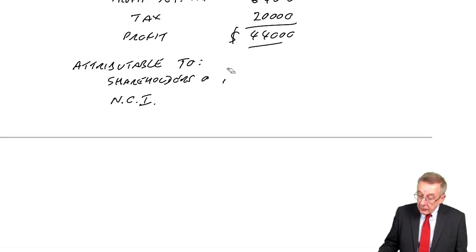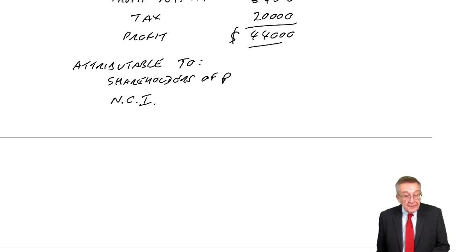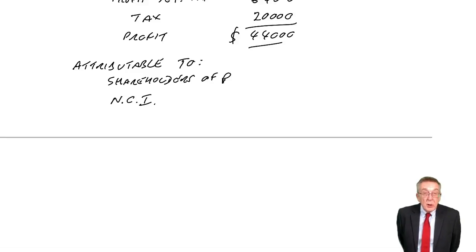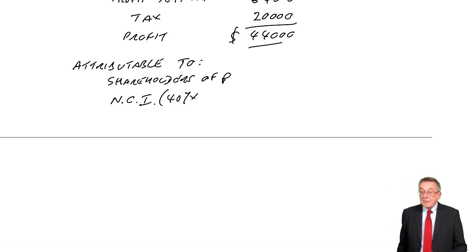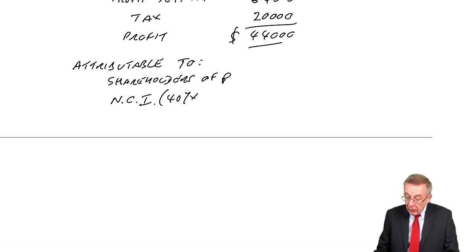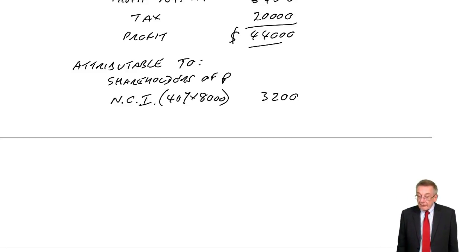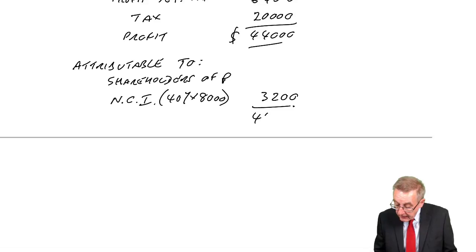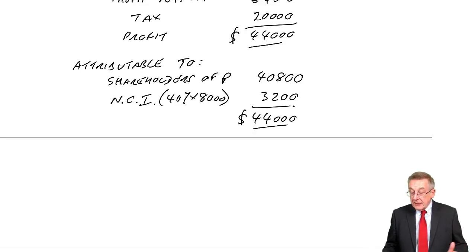And as I said when we went through the last lecture, the last example, I should always do the non-controlling interest first. This time, back to the first line, P owns 60%, so the non-controlling interest own 40%. And so just give them 40% of S's profit for this year, 3,200. The rest of this year's profit, the balancing figure, belongs to the shareholders of P. So 44,000 minus 3,200 is 40,800. The balancing figure.